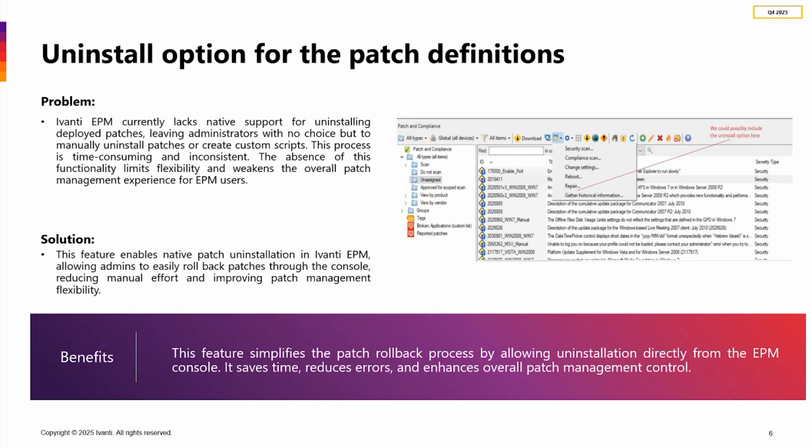This is one of the important features from the patch side, again asked for by a lot of our customers: uninstall options for the patch definitions. Ivanti EPM currently lacks native support for uninstalling deployed patches, leaving admins with no choice but to manually uninstall patches or create custom scripts. This feature would enable native patch uninstallation for Ivanti EPM, allowing admins to easily roll back patches through the console. It would help in saving time, reducing errors, and enhancing the overall patch management experience.